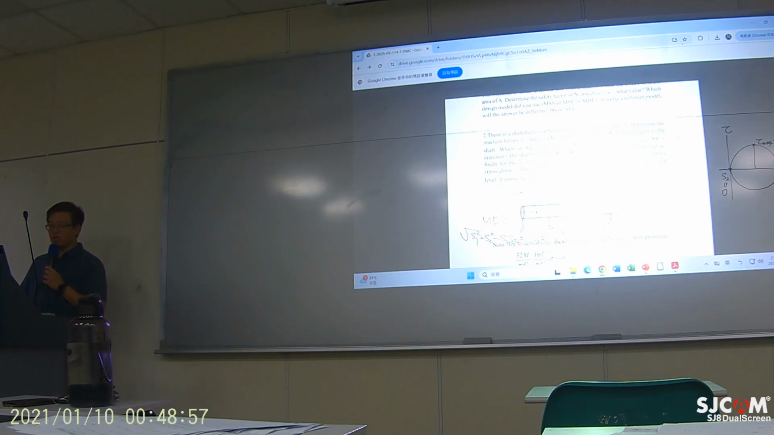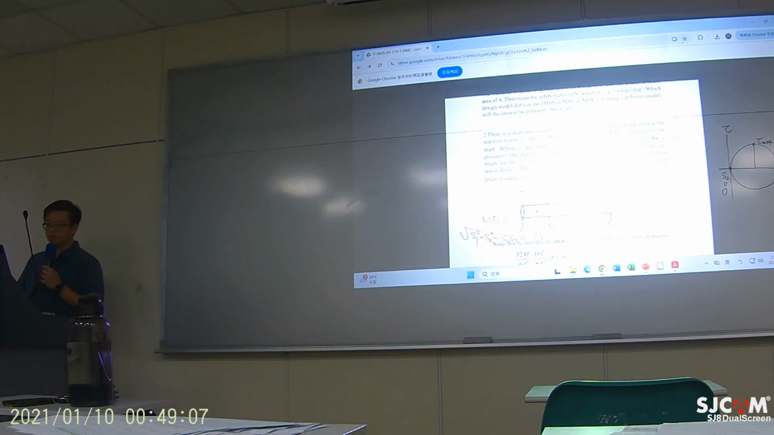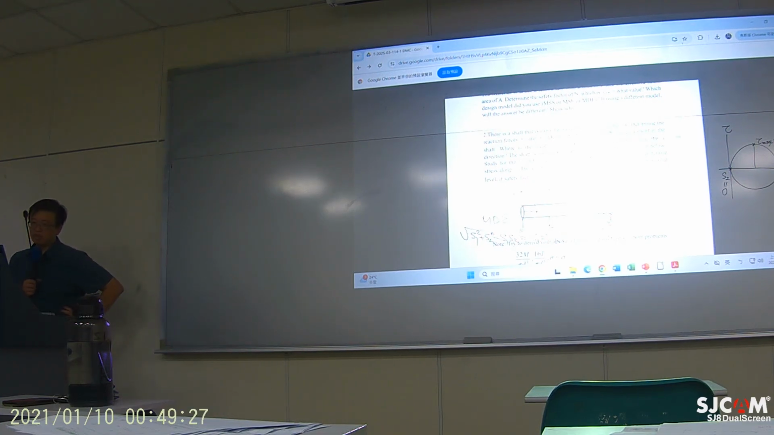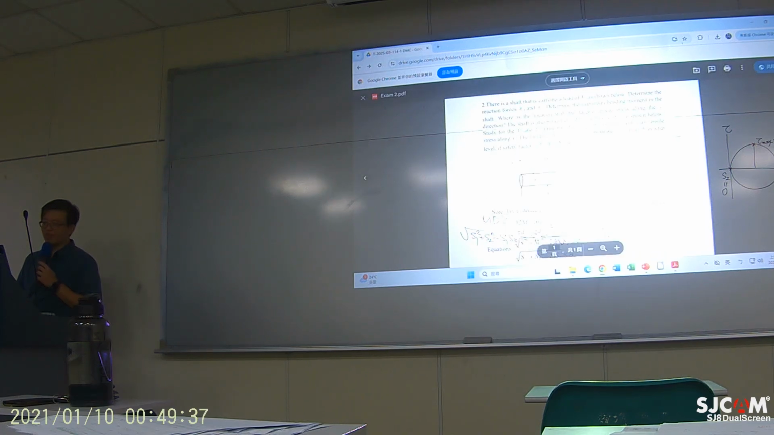The yielding strength is sigma y, and if we want the safety factor to be equal 1.5, so what would be the... I don't know why you changed my wording. Okay, the shaft must be larger than what?